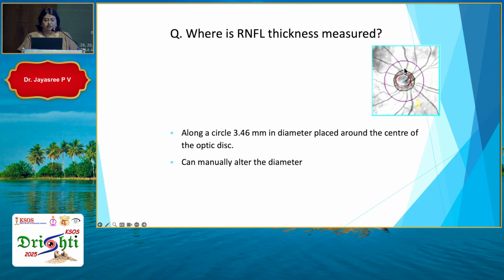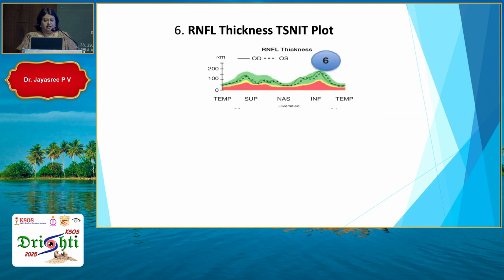Where is this RNFL thickness measured around the optic disc? It is at 3.46 millimeter. This circle is placed 3.46 millimeter from the center of the disc. You can move this circle manually, but the normative database comes for the 3.46 millimeter value only.